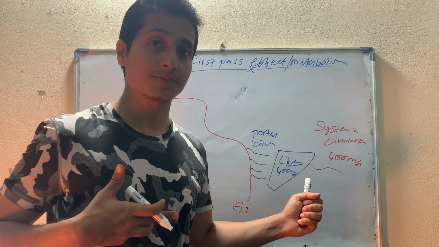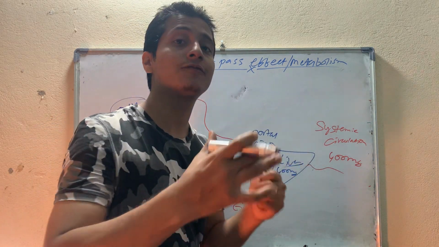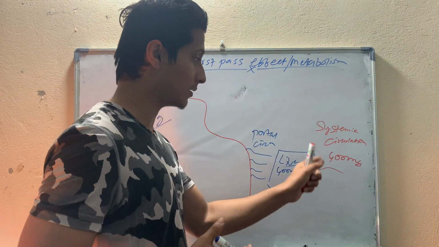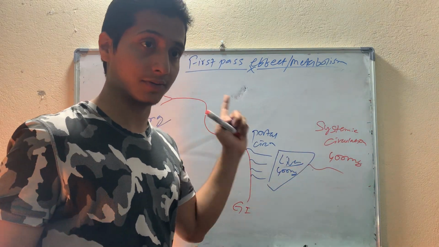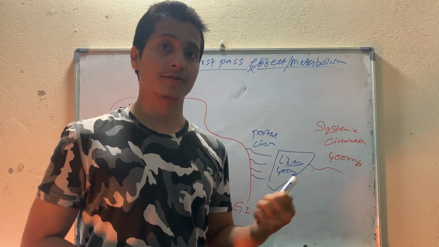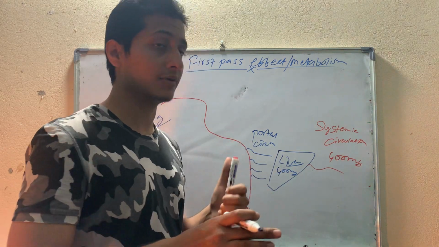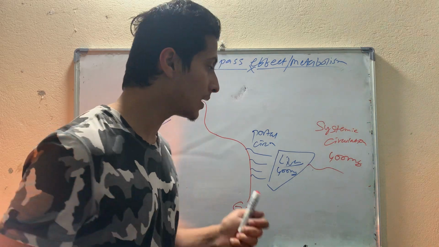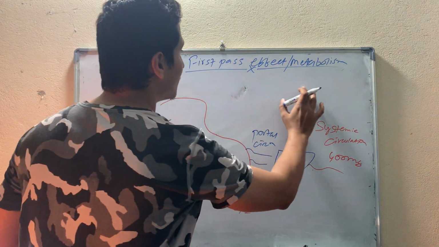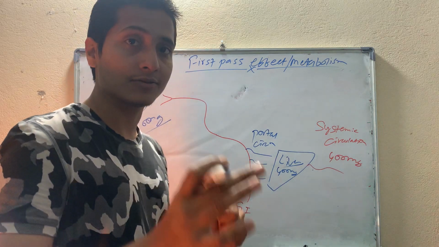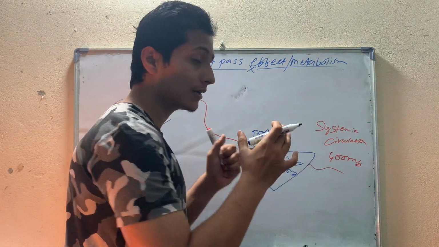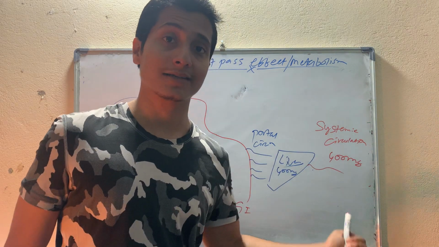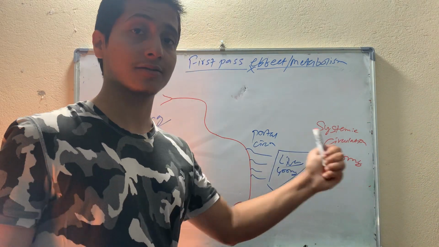That's first pass metabolism. And the first pass effect is that only some fraction of the drug goes into the systemic circulation when you take the drug orally. First pass effect and metabolism come together; they're more or less the same thing. So first pass effect is the effect when you take it orally and some of the drug gets metabolized in the liver, and only some fraction of the drug goes into the systemic circulation.